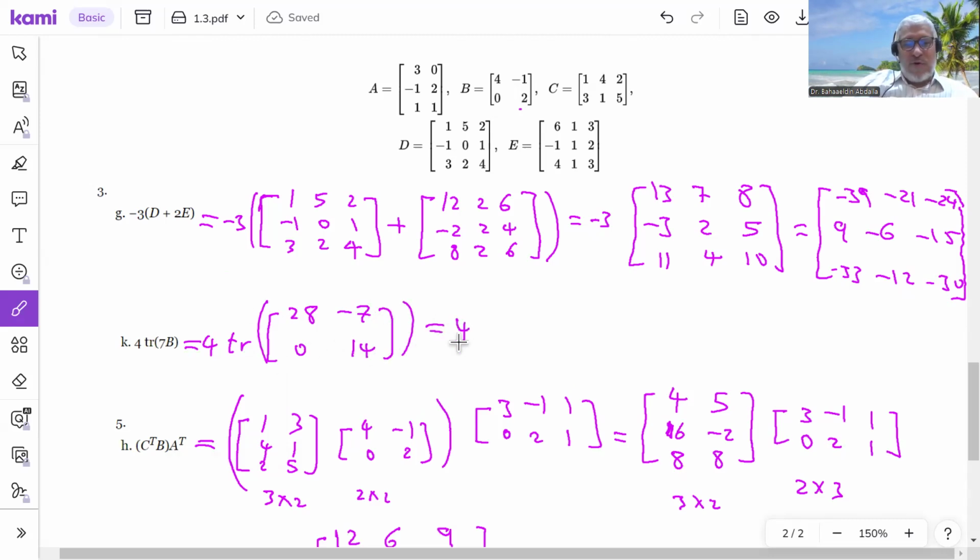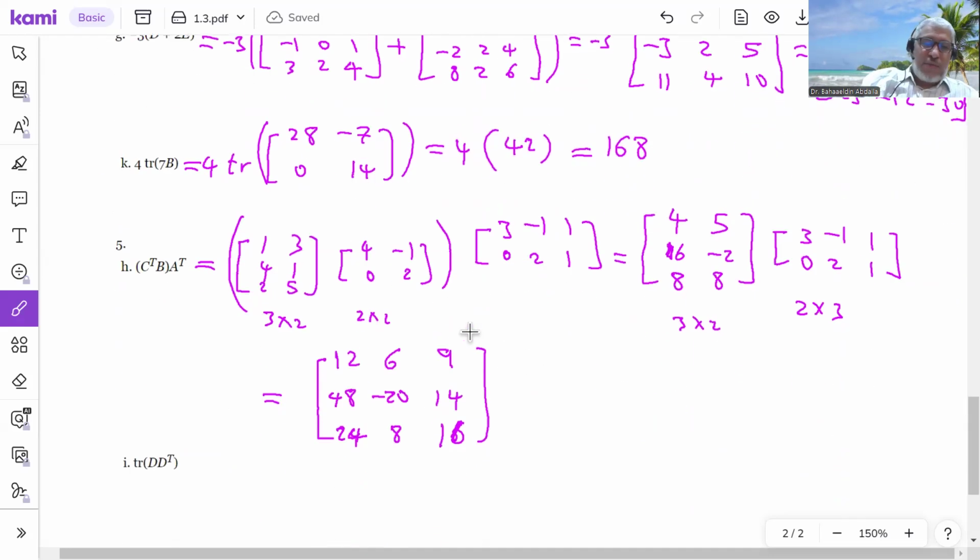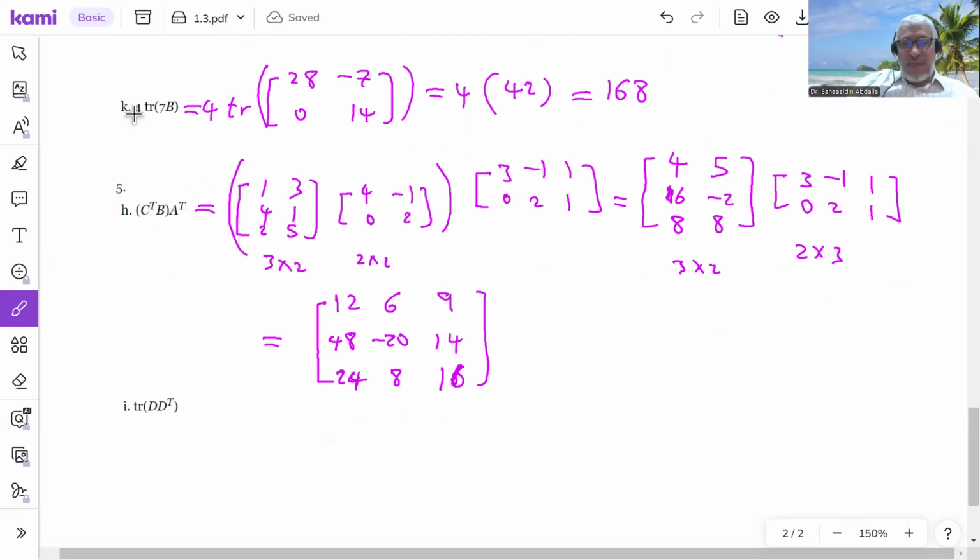So I have 4 times the trace of this matrix. What is the trace of the matrix? Add the numbers on the main diagonal. So 28 plus 14 means 42. Okay. And 4 times 42 is 168. Okay, so that's the answer. So whenever there is a trace, your answer would be a number.